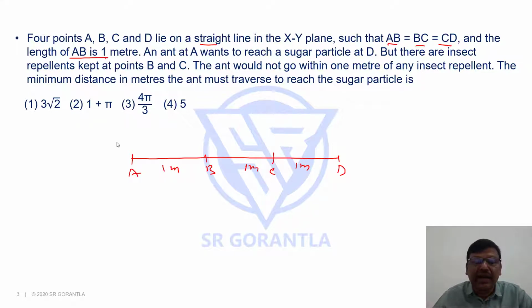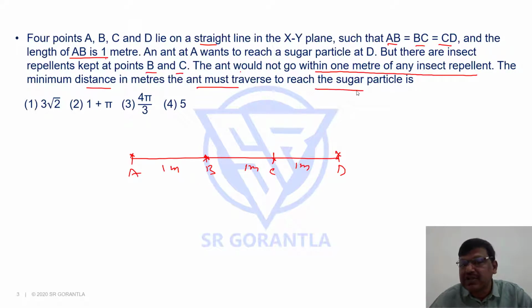An ant at A wants to reach a sugar particle at D. But there are insect repellents kept at points B and C. Okay. The ant would not go within 1 meter of any insect repellent. What is the minimum distance in meters the ant must traverse to reach the sugar particle?